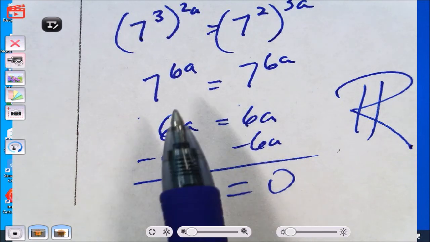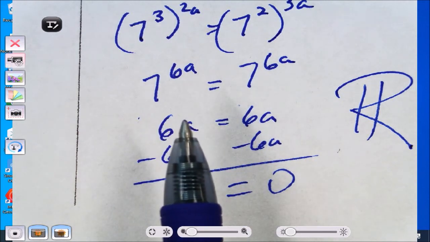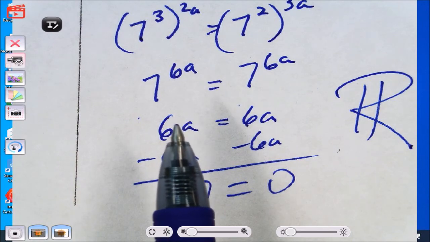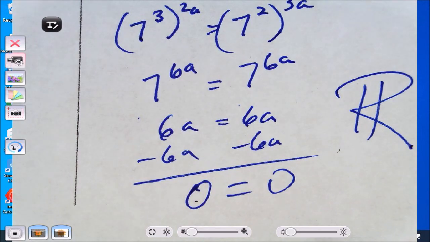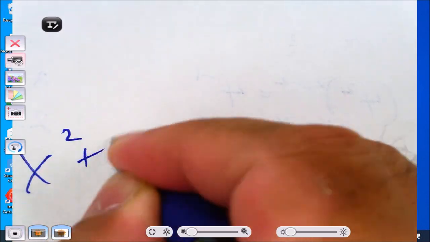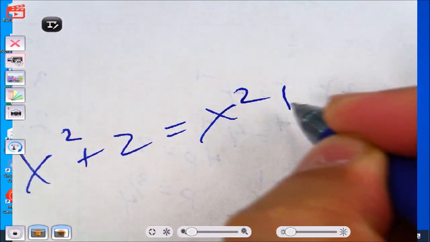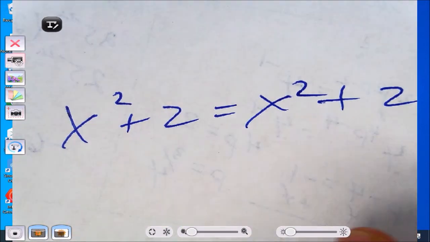Right. Okay? So in any other equation, does that mean that these are all real numbers? Yes. But they have to be completely identical, right? It can't just be kind of like, it has to be completely identical. So if I had a problem like x squared plus 2 equals x squared plus 2, that's completely identical. You can say it's all real numbers. Okay?